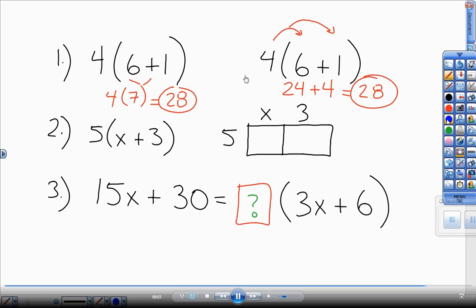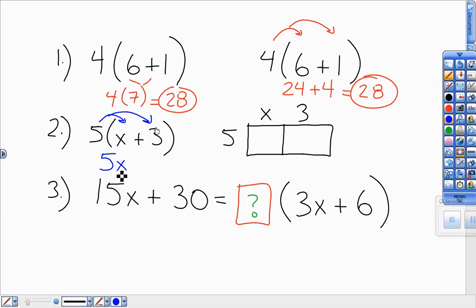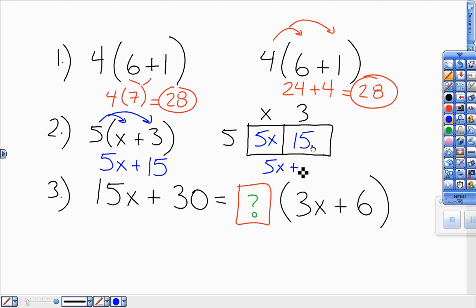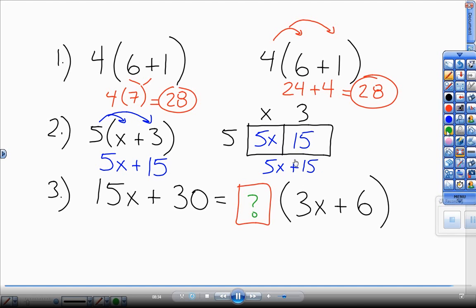If I distribute this 5, I'm multiplying the 5 times the x, and then the 5 times the 3 will give me 5x plus 15 when I multiply 5 times 3. Another way of getting that is multiplying 5 times x using this box and writing 5x inside there, and then 5 times that 3 and writing 15 inside there to get 5x plus 15. Always writing a plus between these two.